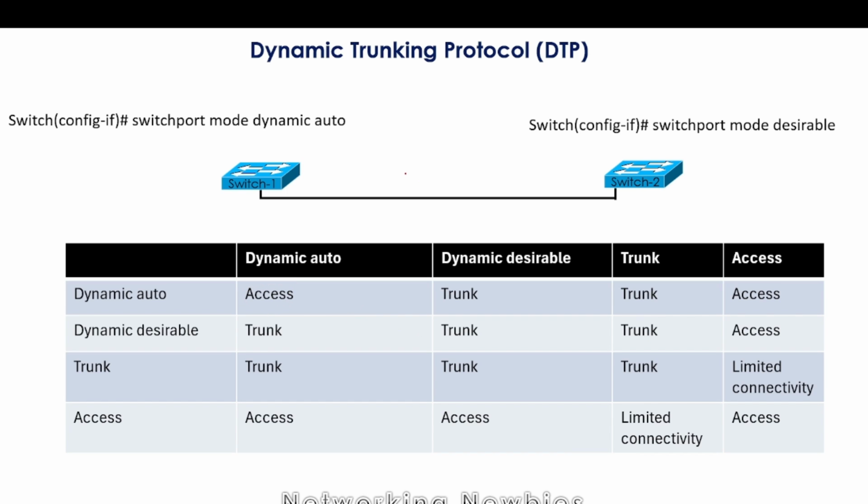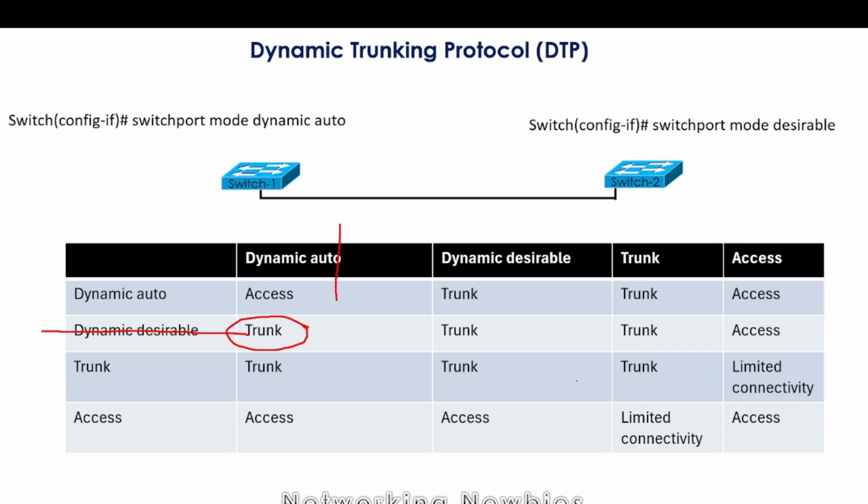So in this way we can see, for example, one of them is in auto and the second one is in desirable. In this case, this will work in trunk mode. So we can have all these possible combinations: if one of the switch ports is in dynamic auto, the second one is in dynamic desirable. Whatever possibilities there are, they have all been given in this table, so we can find out this.